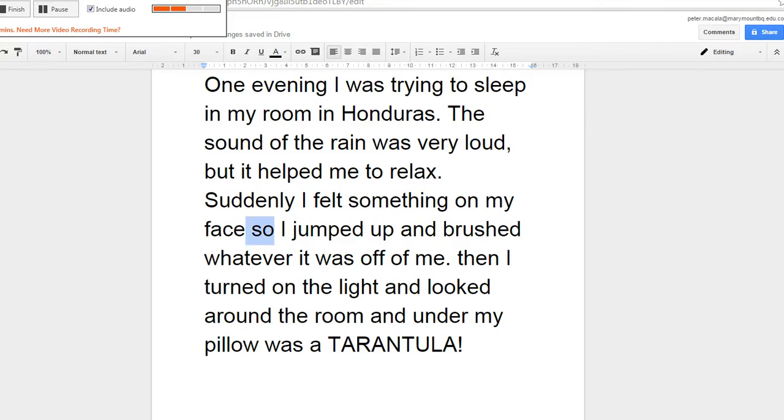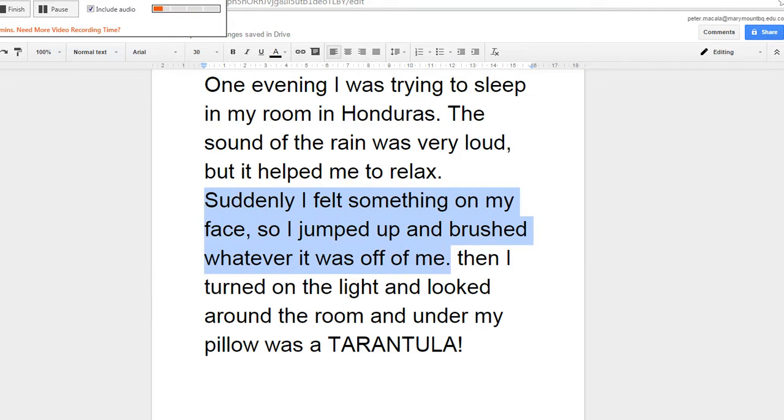Look, here's that keyword, so. Since they're talking about the same thing, I'm going to leave it as two sentences, but combined with a comma. And that way I do not delete the so, I leave it there. Because after the comma, you don't delete it. After a period, you do. So it says, suddenly, I felt something on my face, so I jumped up and brushed whatever was off me.